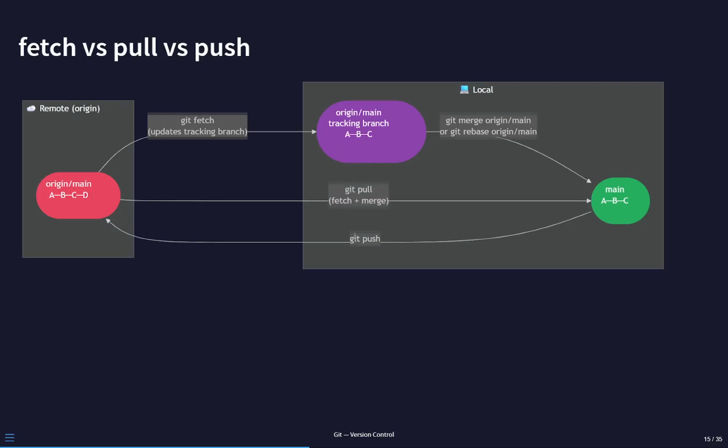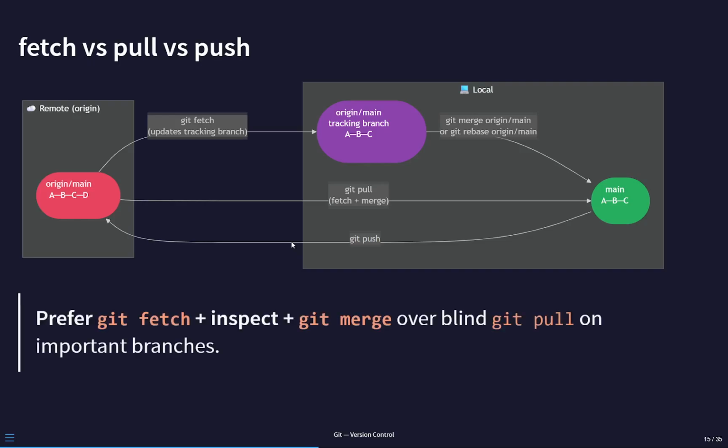Click the golden rule at the bottom. Prefer git fetch plus inspect plus git merge over a blind git pull on important branches. It gives you a chance to review what you are pulling in before it affects your working state.